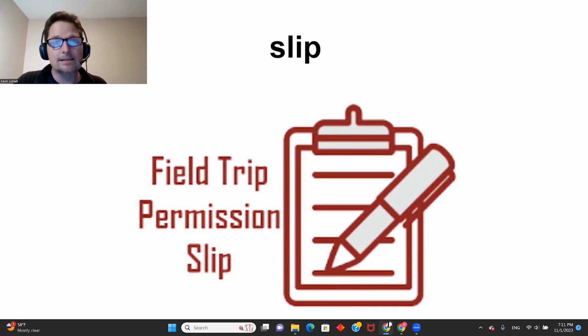It's part of the process. The parents need to sign the permission slip to give permission for the students to go on the field trip, to leave the school and go do some activities. Let's practice. Do the parents need to sign the permission slip? That's right. The parents need to sign the permission slip.